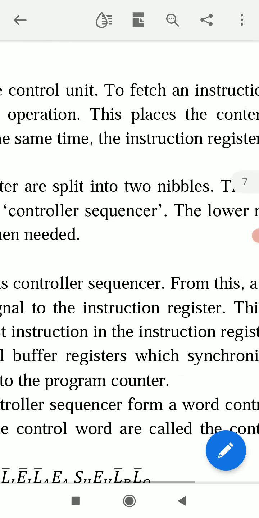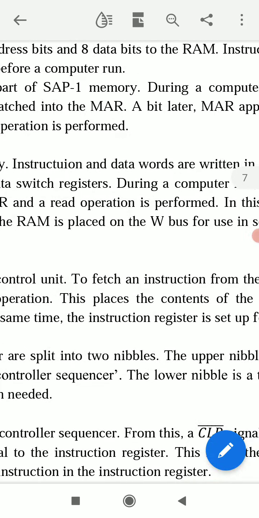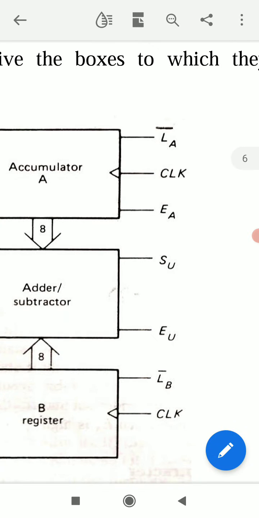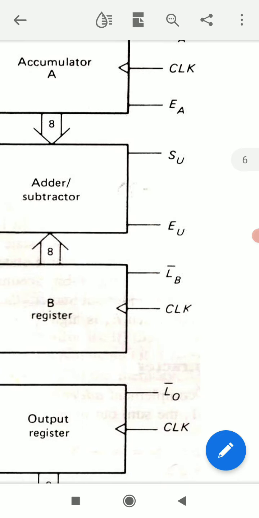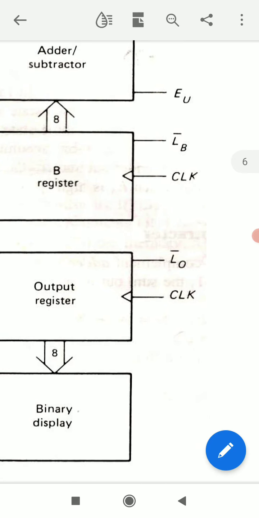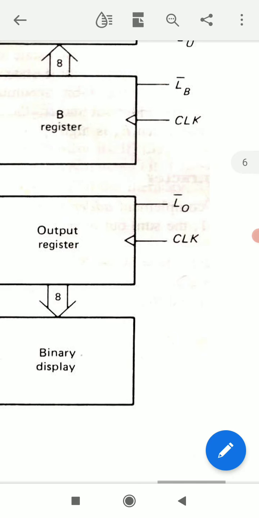SU, EU are from the adder subtractor. EU means enable this adder subtractor. Then LB bar, LO bar. LB bar is load B register. LO bar is load output register.